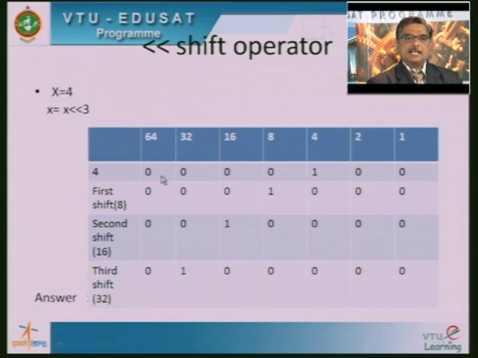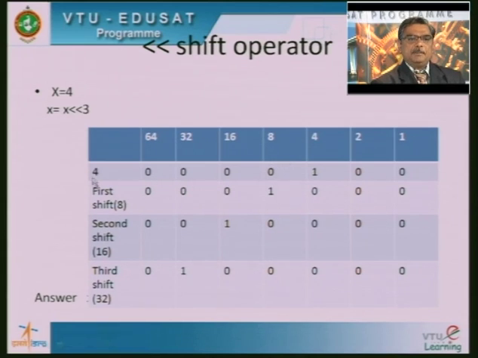4 is represented as 0, 0, 0, 0, 0, and in the 2 to the power 2 position the bit will be 1, then 0, 0. This is the representation in binary. When you assign x equal to 4, it looks like this inside the system in binary fashion. When you shift left, all these bits will be shifted once to the left. This bit will come to this position, and your 1 is now shifted. So in the first shift, your value 4 now becomes 8.